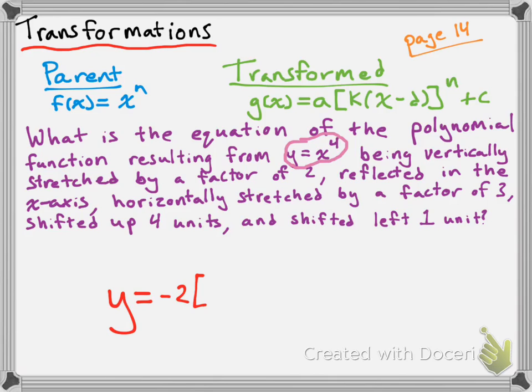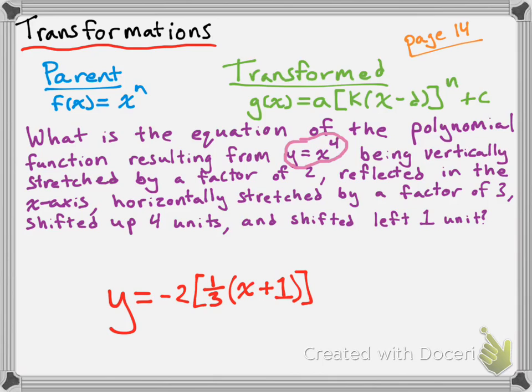So if it's being horizontally stretched by a factor of 3, we are expecting our k value to be 1 over 3. So that's what we're going to put, 1 over 3. Okay, now we need to put x minus d. Well, we know that the d value decides how we shift to the left or the right. If you look at the end of the description, it says the function is shifted 1 unit to the left. And of course, we know that that's going to look like this when we put it in, x plus 1. Right, that's a shift of 1 unit to the left.